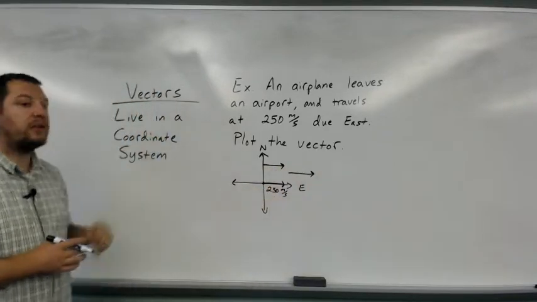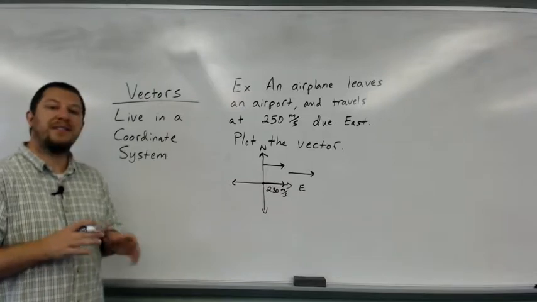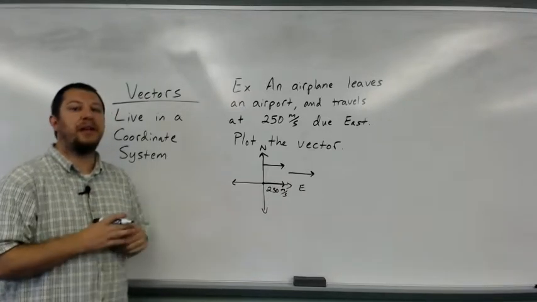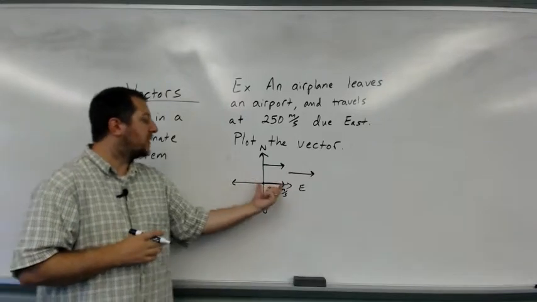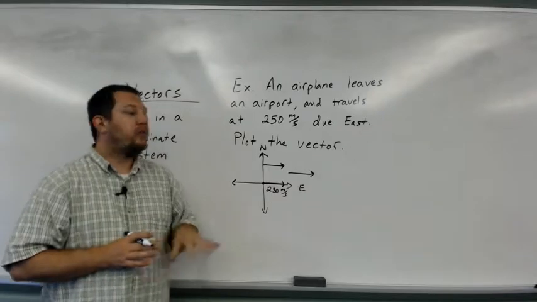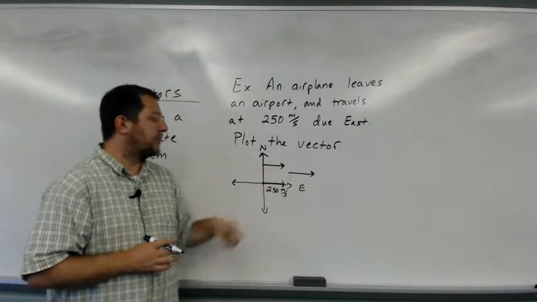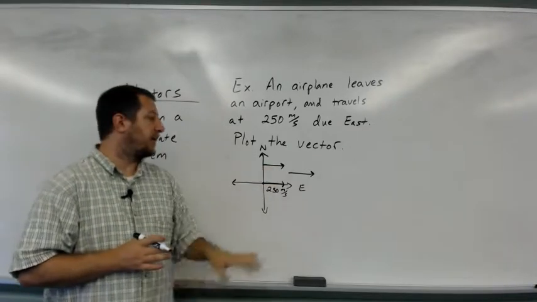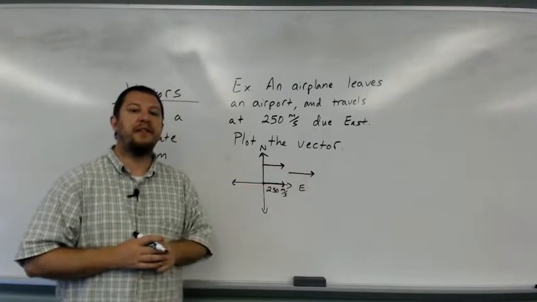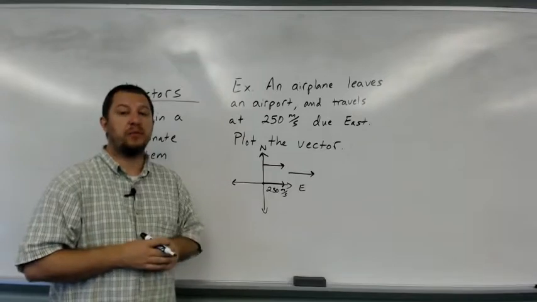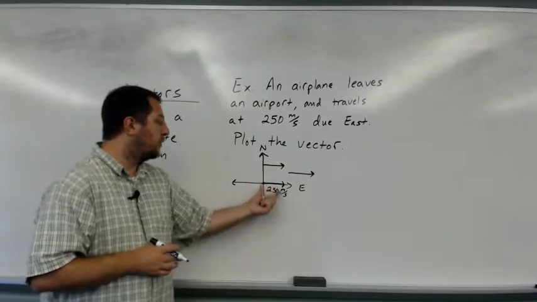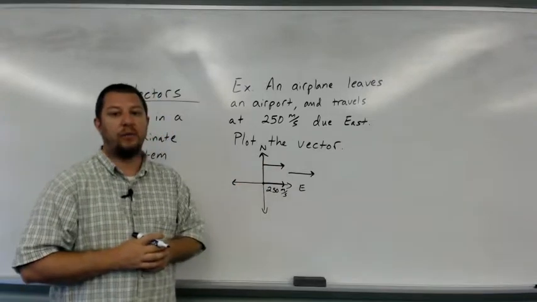So a vector is an object that lives in a coordinate system, and I can move my vectors around. I can displace them in the coordinate system as long as I don't affect their length or the direction. So any vector that represents 250 meters per second in the eastward direction is a valid vector. So I can move my vectors around at will.